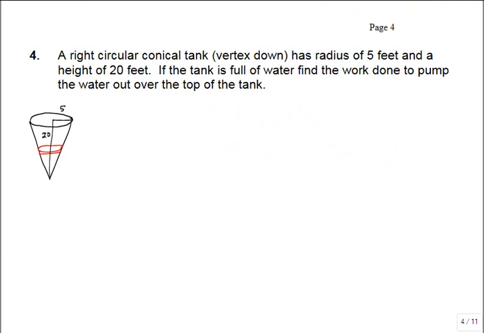Let's try another example, and again I'm going to show you both ways of doing this. So on this one we have a right circular conical tank with the vertex pointing down. It has a radius of 5 feet and a height of 20 feet. If the tank is full of water, find the work done to pump the water out over the top of the tank. So it's very similar to the last example. The only difference is the shape of our tank.